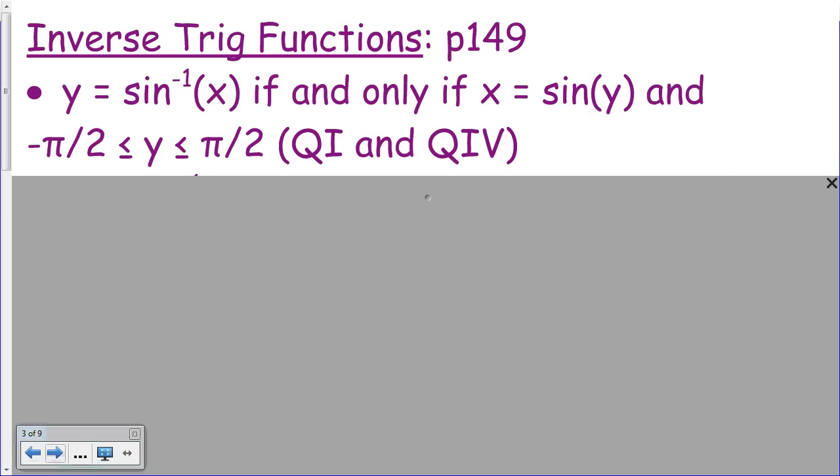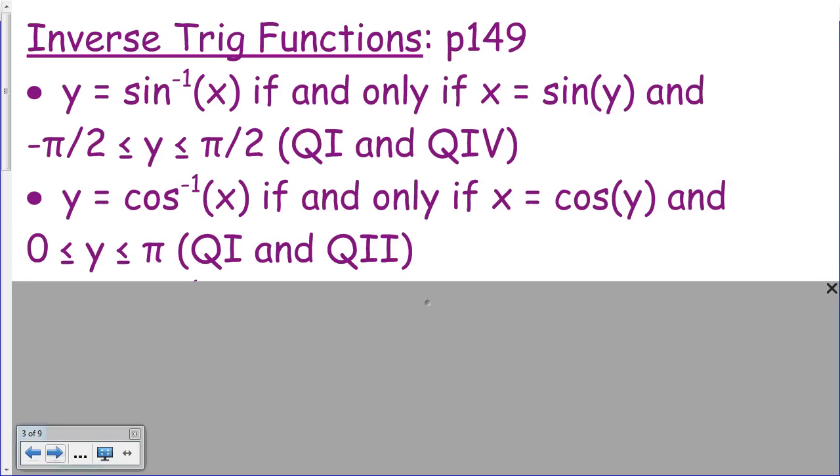And we can do this for each one of these functions. So y equals cosine inverse if and only if x equals cosine of y. And this time, the range of your cosine inverse function is from 0 to pi. Now 0 to pi is quadrants 1 and 2.